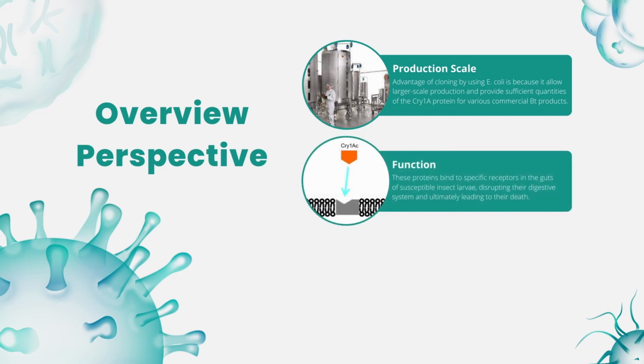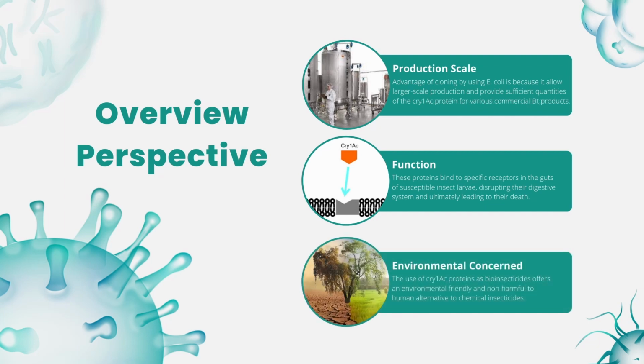In function, once the Cry1Ac protein is applied to the produce, the protein binds to specific receptors in the guts of susceptible insect larvae, disturbing their digestive system and ultimately leading to their death. About the environmental concern, the use of Cry1Ac protein as a bioinsecticide offers an environmentally friendly and non-harmful to human alternative to chemical insecticide, and can help control pest populations in agricultural settings.